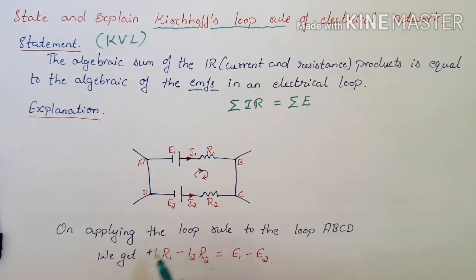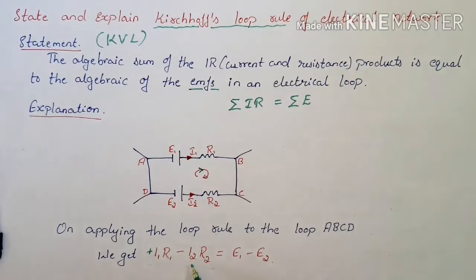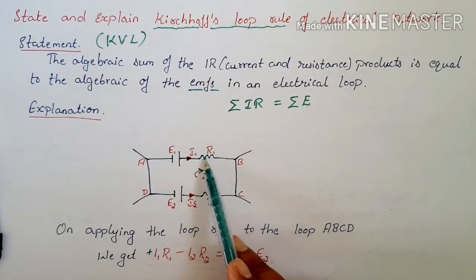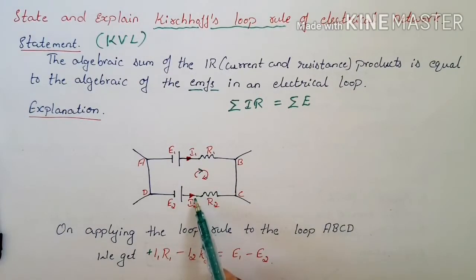But if the current comes in the opposite direction to this arrow mark, is it clear? Then we have to take that product as negative. Observe the current direction and this arbitrary observation arrow mark. Both are in opposite directions, hence it is minus I2 R2. Is it clear? If the current direction matches, it is positive. If it comes in the opposite direction, that product is negative.